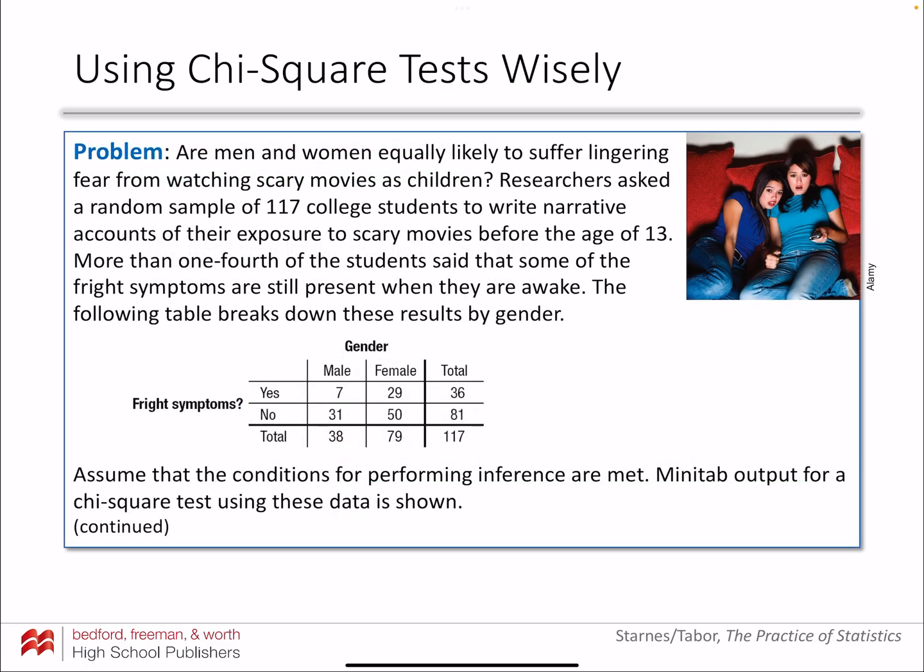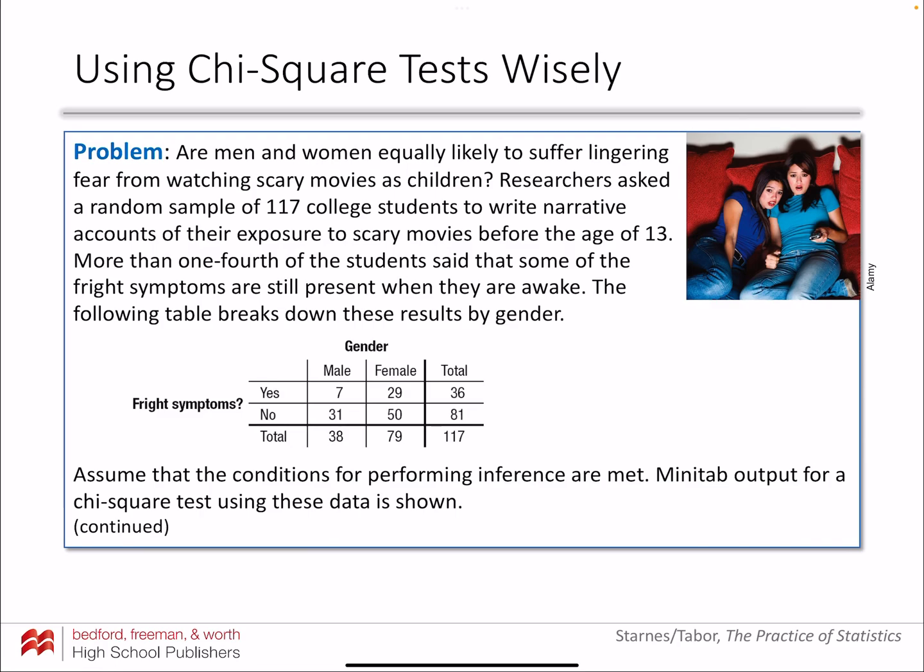All right, so look at another example. Are women and men equally likely to suffer a lingering fear from watching scary movies as children? Researchers asked a random sample of 117 college students to write narrative accounts of their exposure to scary movies before the age of 13. More than 1/4 of the students said that some of the fright symptoms are still present when they awake. The following table breaks down the results by gender.